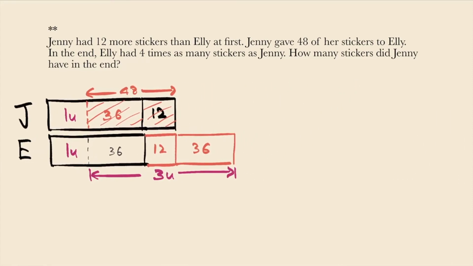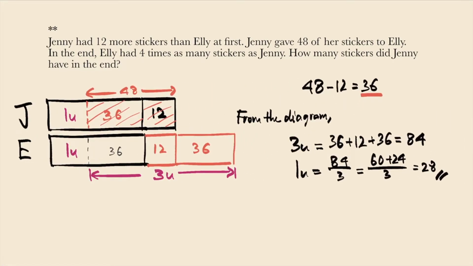And with this, an equation can be formed. So 3 units is therefore 36 plus 12 plus 36. 1U is 28. How many stickers did Jenny have in the end? Well, just so happens, Jenny in the end is 1 unit. Therefore, 28 stickers is the answer.